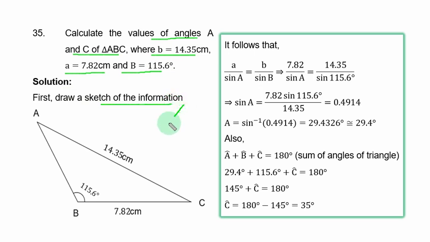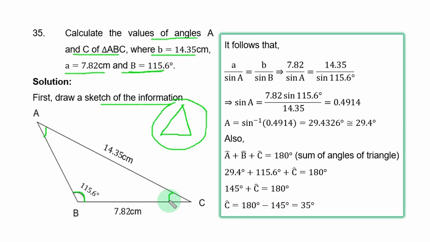Now note, if you decide to draw the triangle like this, it is not correct, because in this form all the angles are acute, meanwhile angle B is obtuse. So the best form is to have it in this form, illustrating that angle B is obtuse. So you have side B and side A. We are to find angles A and C, that is this angle and this angle.